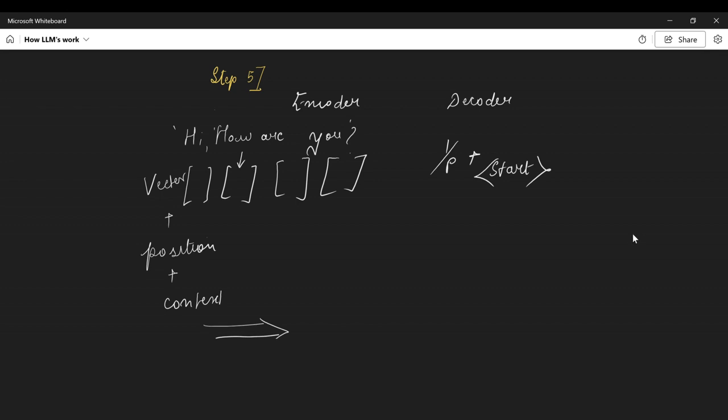The decoder also looks at the encoder's output to focus on parts of the input sequence. For example, to generate I am good, it might focus on how are you from the encoder output. And the feed forward network processes this combined information and gets ready to make the next word prediction.